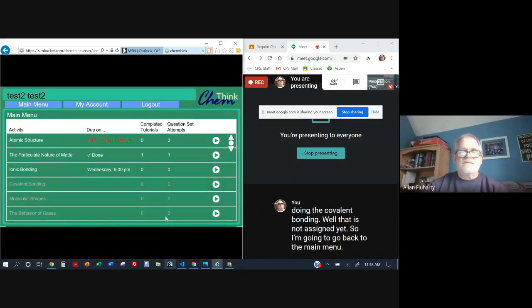And here we have the screen that you should always start with. Under activity, it tells you the activity that you're supposed to do. Then it has a due on date. And this will tell when it is due, whether you did it or not, and upcoming assignments. Completed tutorials tells you how many times you did the tutorial. It also tells you how many times you attempted the questions. And if you finish both the tutorial and the question set, it'll say check mark done under do on.